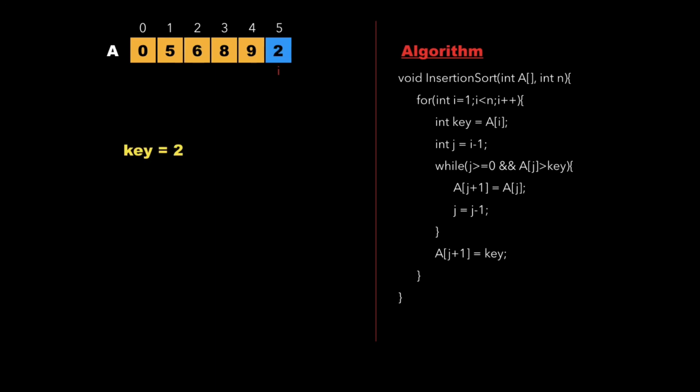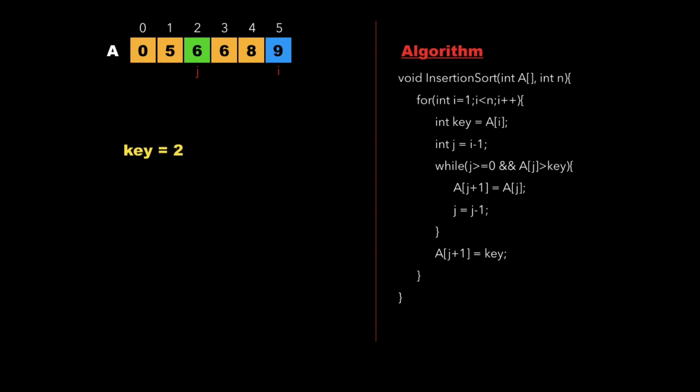So the new value of key is 2 and j points to the fourth location, that is i minus 1. Now since j is greater than 0 as well as a of j is greater than key, therefore we update the value of a of 5 as 9 and decrement j. Since j is greater than 0 and the value a of 3 is greater than that of key, therefore again we update the value of a of 4 as 8 and decrement.